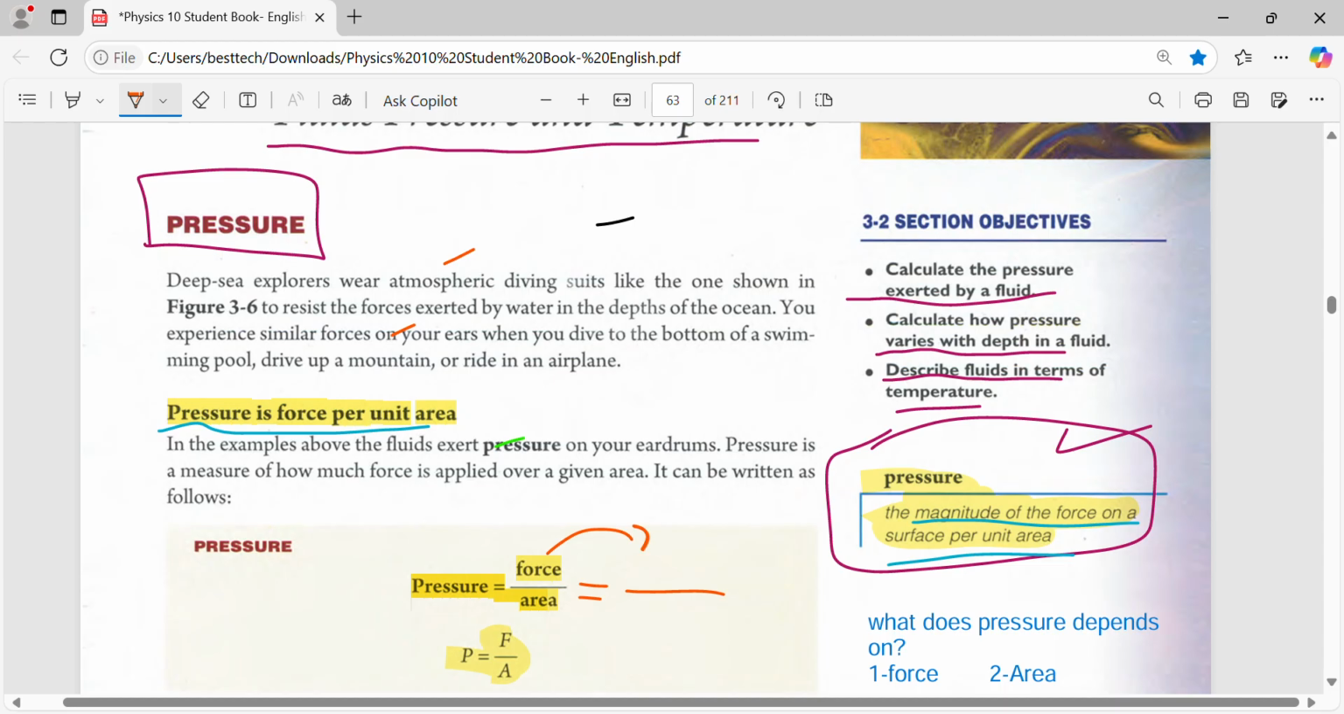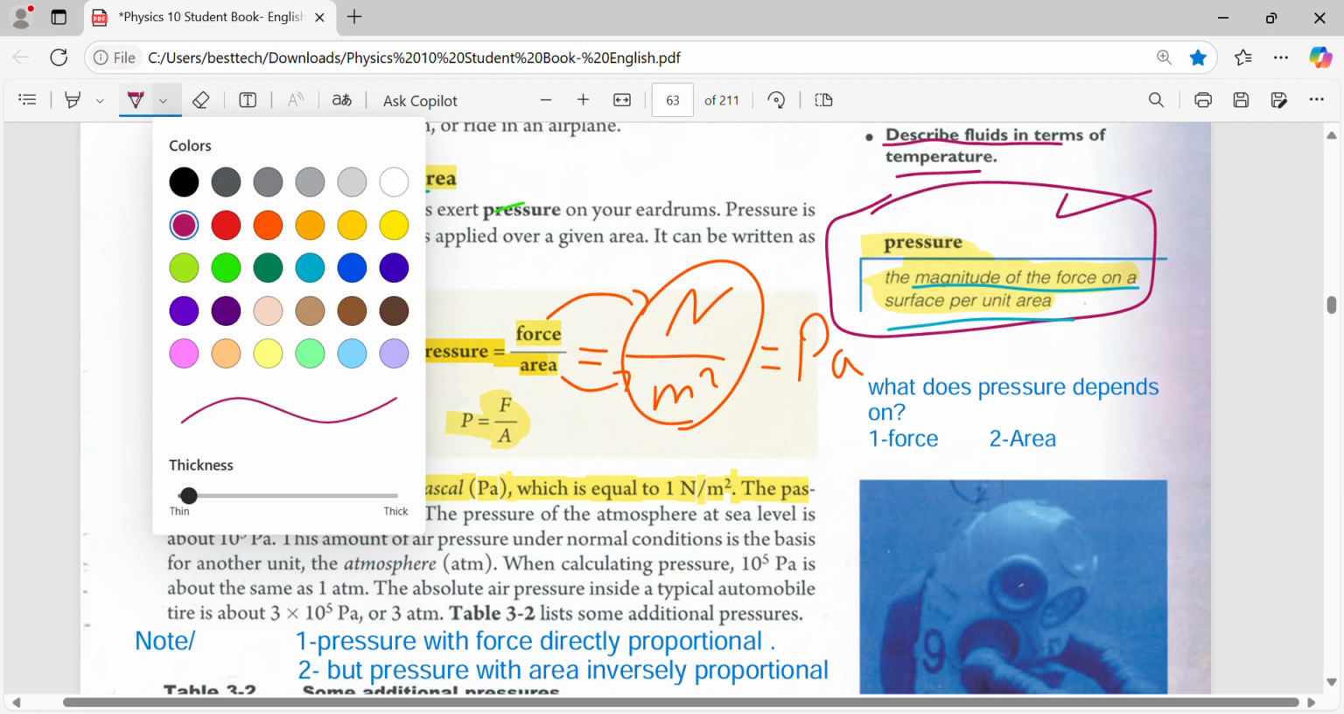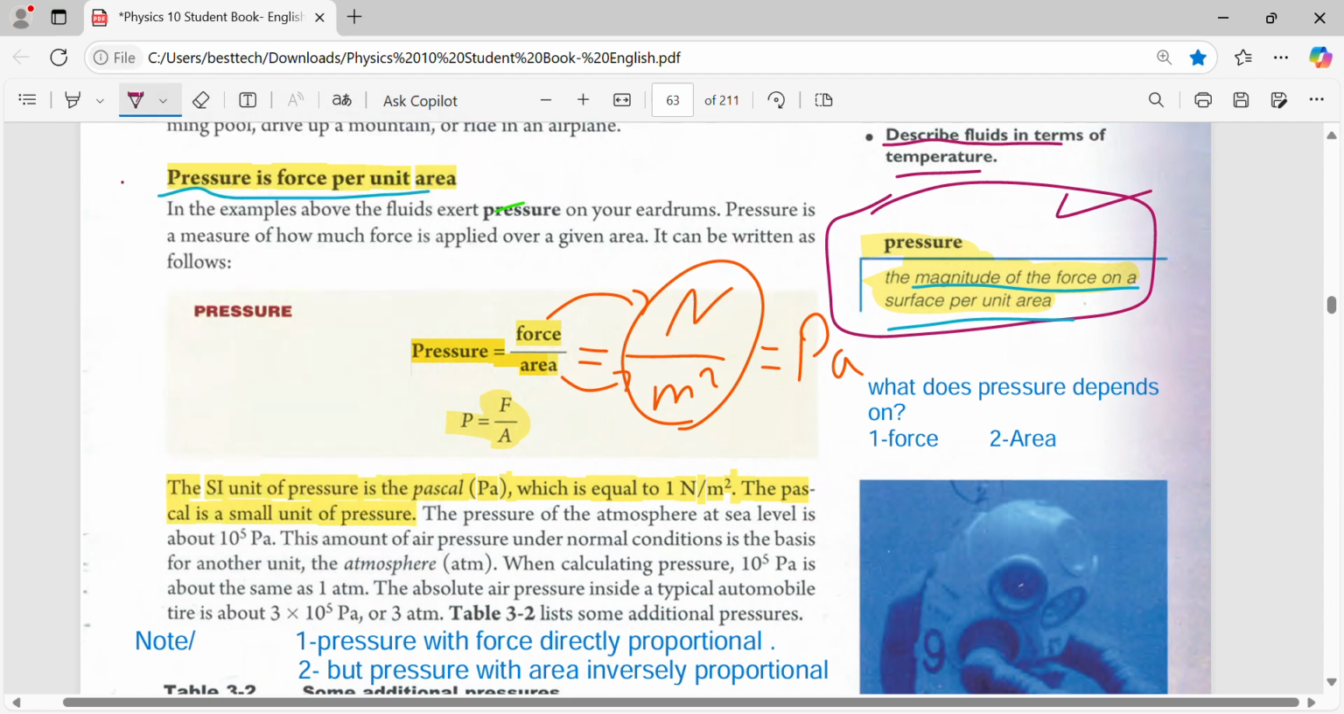Okay, what is the unit of pressure? As we know, the force unit is Newton and the area unit is meter square. So the unit of pressure is Newton per meter square, or we have another name, it's called Pascal. So there are two units of pressure. Look, in here it's written: the SI, International System unit of pressure is the Pascal, which is equal to Newton per meter square. Both are right.